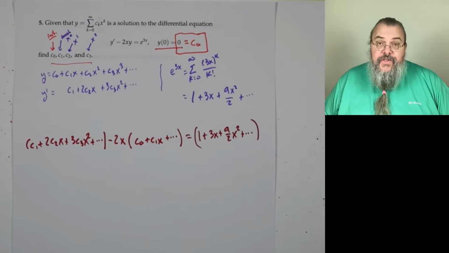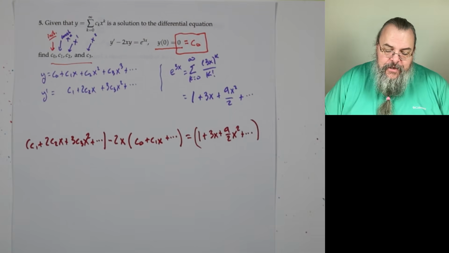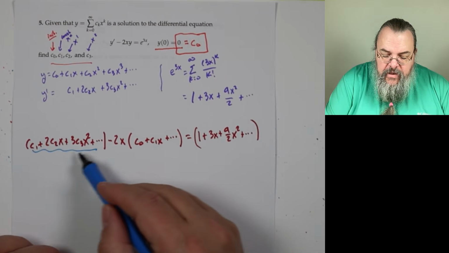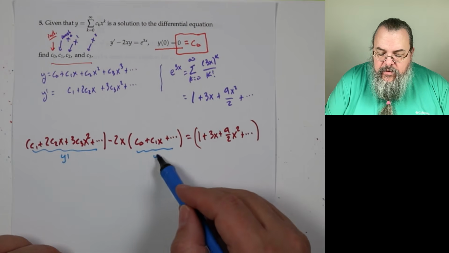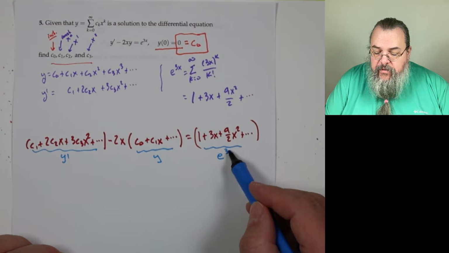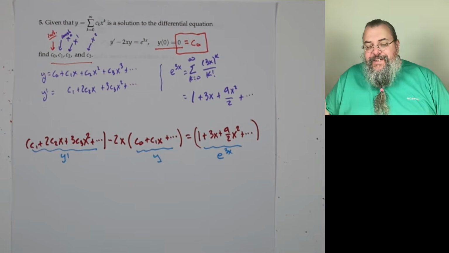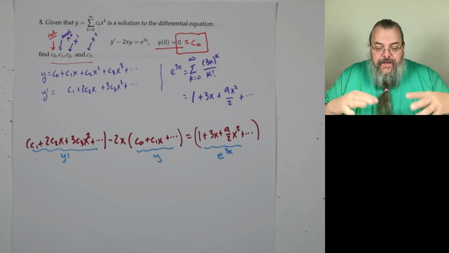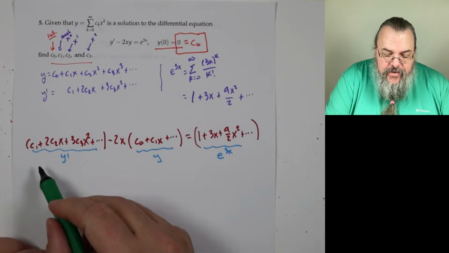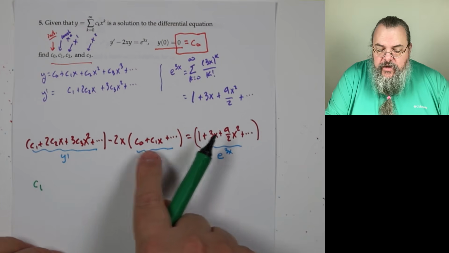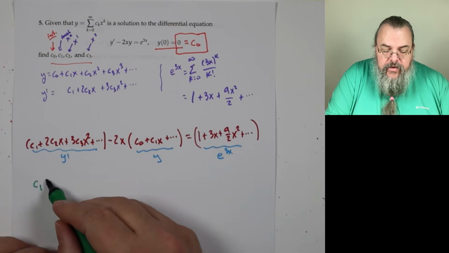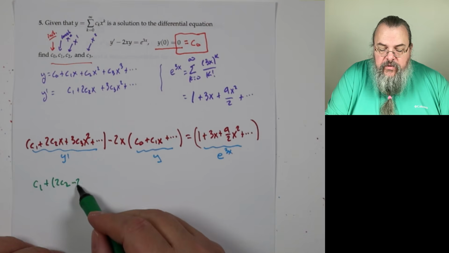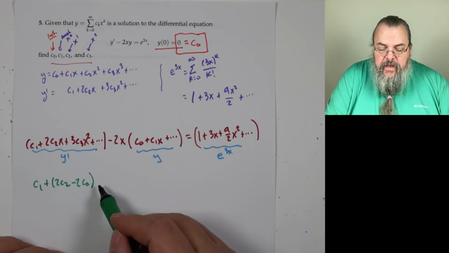Okay, so just to recap, what's every piece here? Well, we have our y prime. We have our minus 2xy equals e to the 3x. But everything now has been written in just the first initial batch. Well, now we expand and gather. So we say, okay, what's our constant term here? Well, constant term here is c1. There's no constant term there. How about our x terms? Well, we have a 2c2 here. And here we have a minus 2c0. And that's our x term.